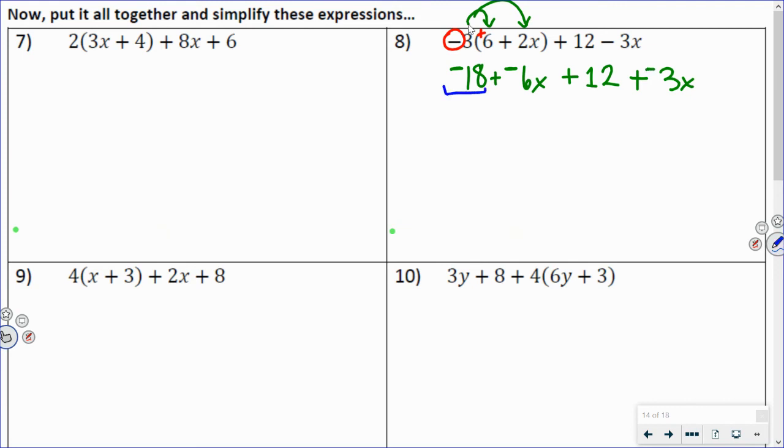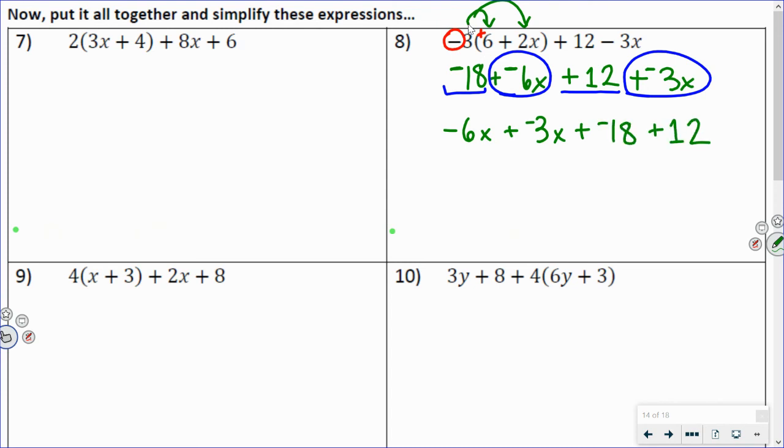Now at this time, some of you like to underline your constant terms. You like to box in or circle in your variable terms. Others of you might rewrite it. As long as it's an addition expression, you can change the order and have the same sum.